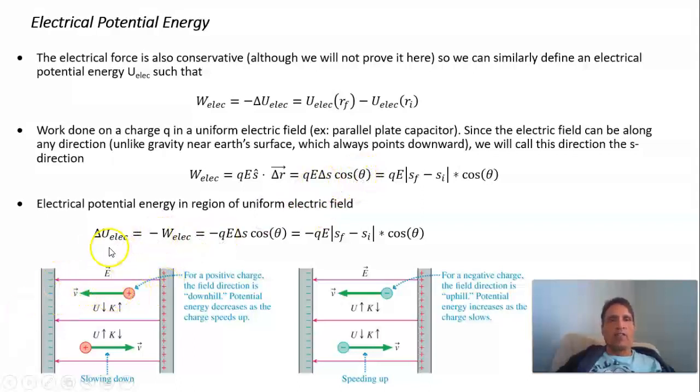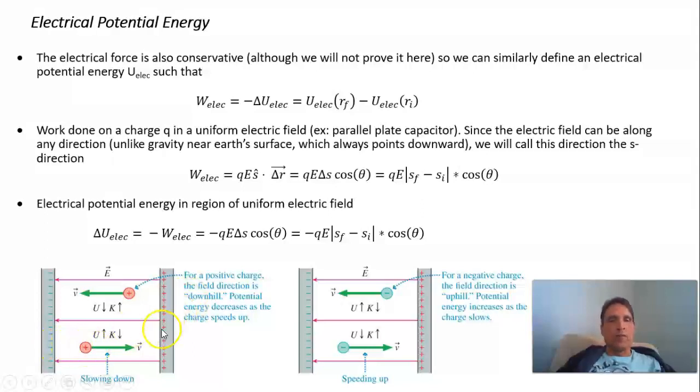Since the change in the electrical potential energy is the negative of the work done by the electrical force, then delta U electrical must be negative, which means that the charge must be losing potential energy. And in fact, it is. It's losing potential energy, and it's gaining kinetic energy as it gets accelerated from the positive plate toward the negative plate. Okay, now you could flip this around. You could have the positive charge moving from the negative plate toward the positive plate.